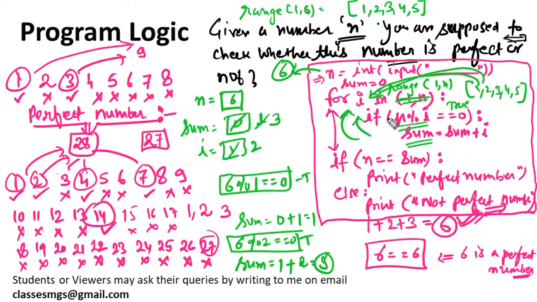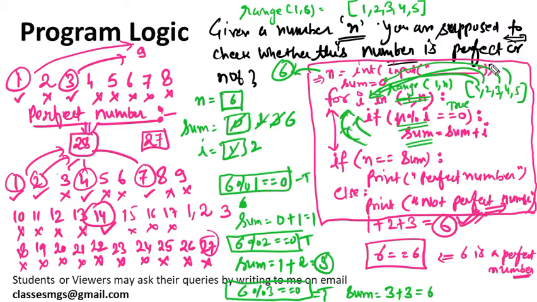The loop will again continue, i value will become 3. Now we will check 6 % 3 equals 0 or not? Yes, because it is completely divisible, so it is true. Again sum equals sum value 3 plus i value 3, so 6, so sum value will become 6 here. Next time the loop will continue, i value becomes 4.